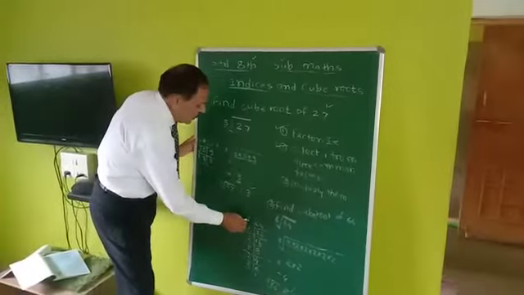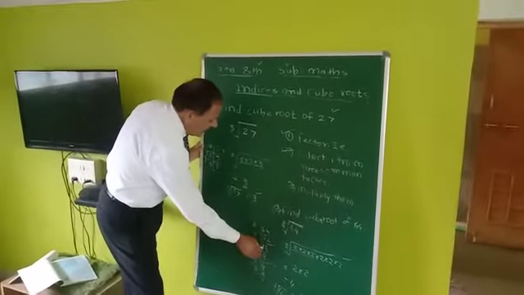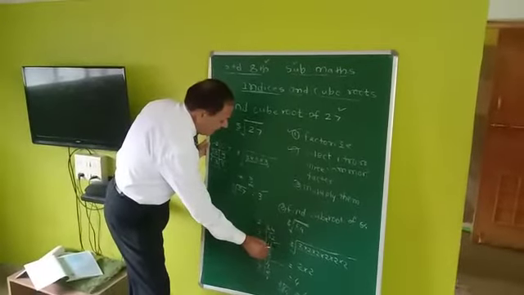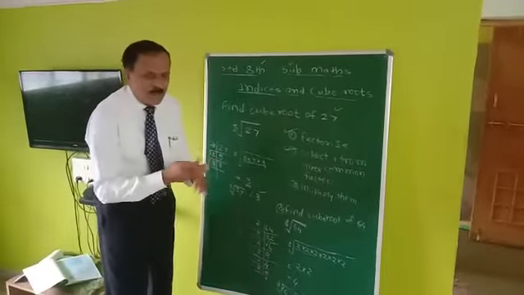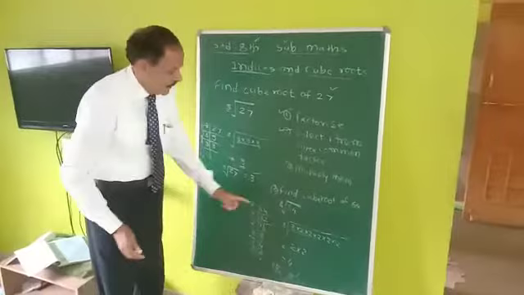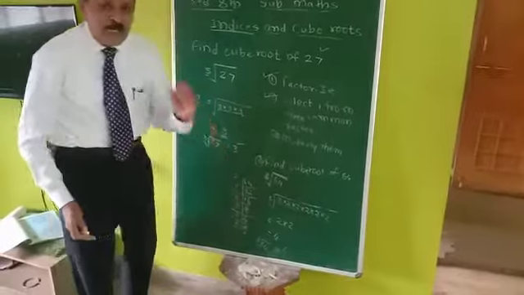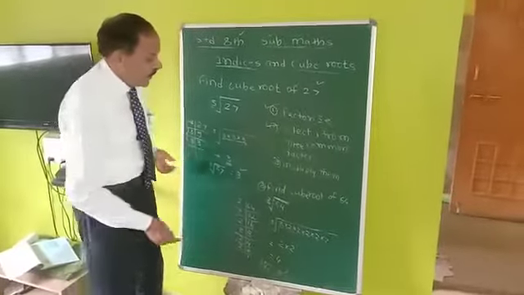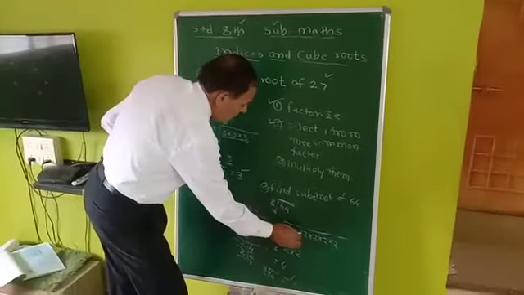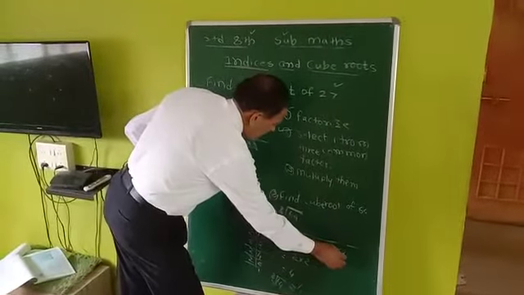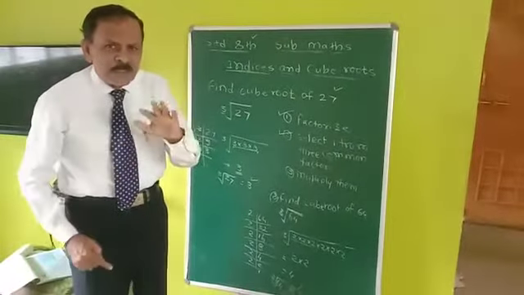So 2 3s are 6, 2 2s are 4. Then 2 1s are 2, carry 1, then 2 6s are 12. Wherever it is possible, make it half. Half of 64 is 32. Half of 32 is 16. When we divide it by 2, we have to make it half. So in this manner we got the factors of 64: 2 into 2 into 2 into 2 into 2 into 2. So we got 2 six times.